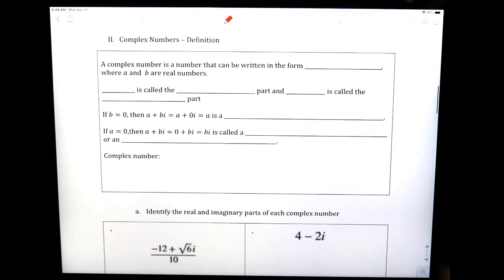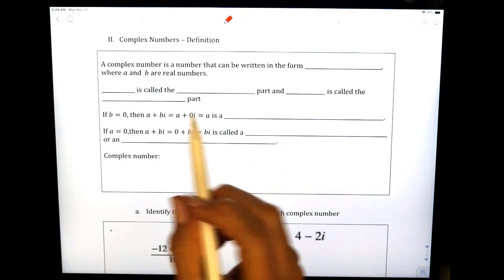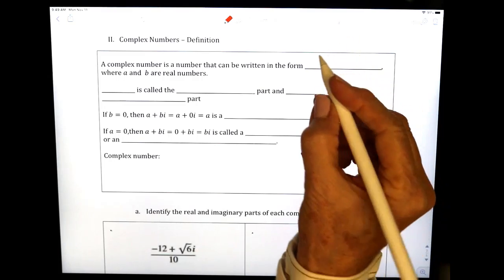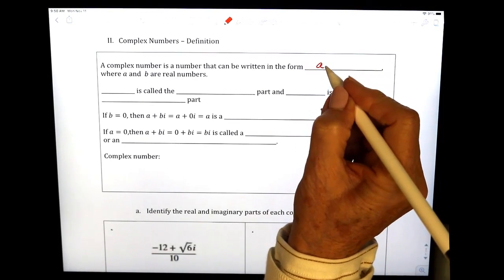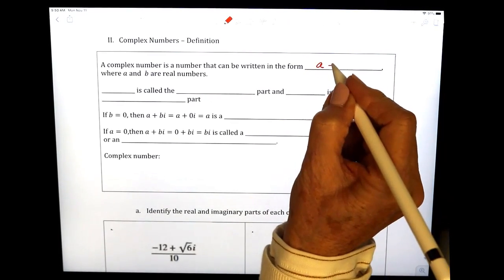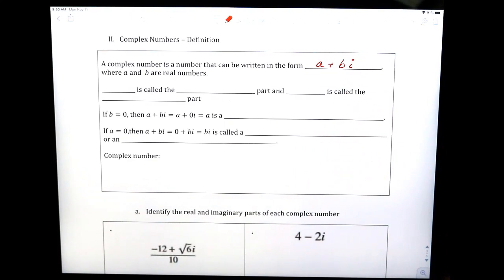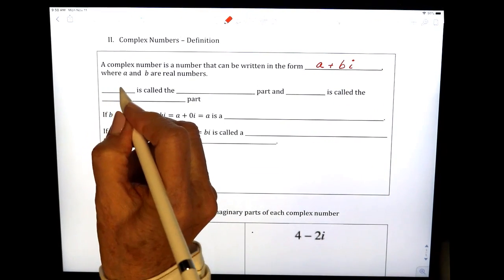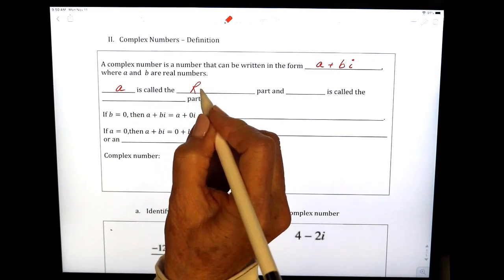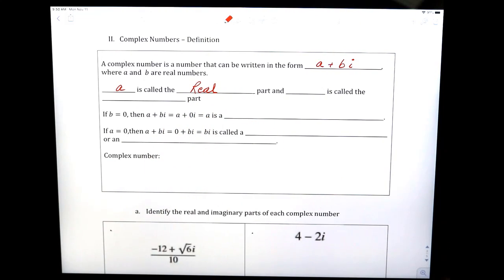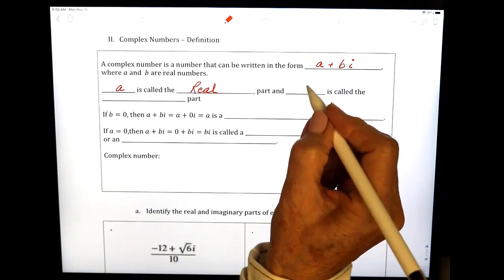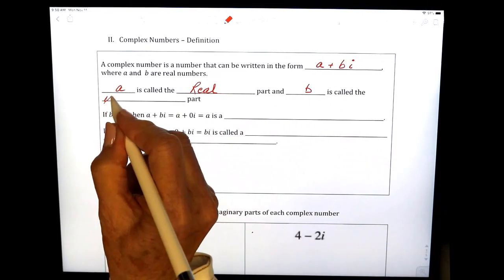All right, so here we're now talking about complex numbers. We've defined i and we know how to work with it. A complex number is a number that can be written in the form a plus bi, where a and b are real numbers, and a is called the real part because it belongs to the set of real numbers, and b is called the imaginary part.